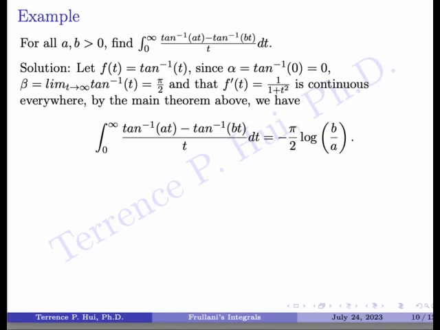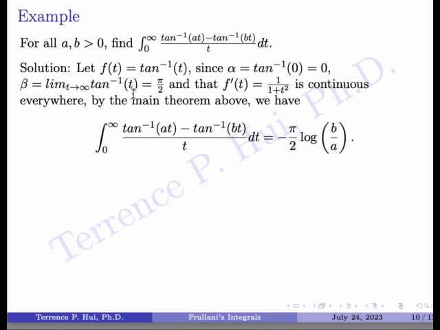Okay? Look at another example. Suppose a and b are fixed positive constants. Find the integral from 0 to infinity of inverse tangent of at minus inverse tangent of bt, all divided by t, dt. Again, just eyeballing, it's pretty clear you want to let f of t be the inverse tangent of t. Now, remember, the inverse tangent function is continuous at 0. So the limit as t goes down to 0, or alpha, is just 0, because that's inverse tangent of 0, which is 0.